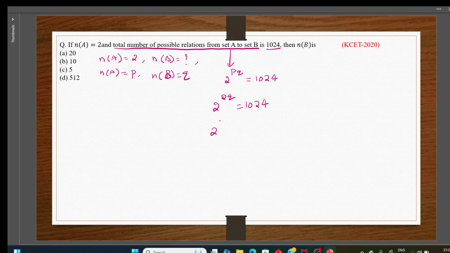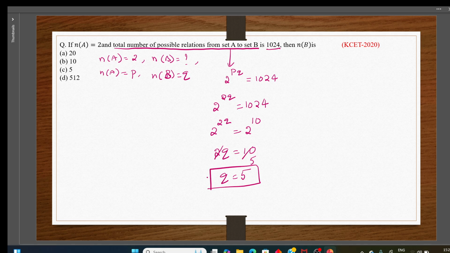So 2 to the power of 2q is equal to 1024, also written as 2 to the power of 10. Since the bases are equal, the exponents are also equal. So 2q is equal to 10, which gives q equal to 5.